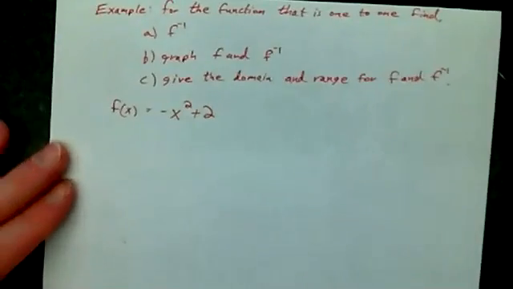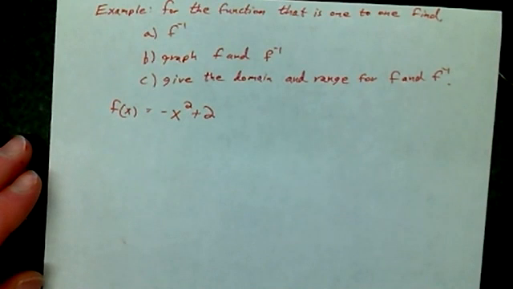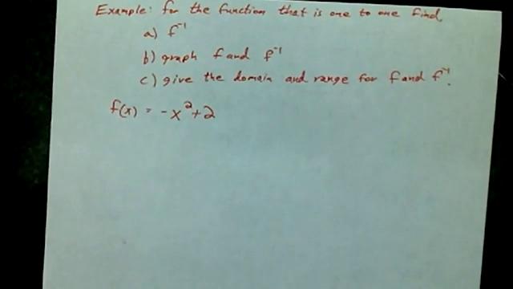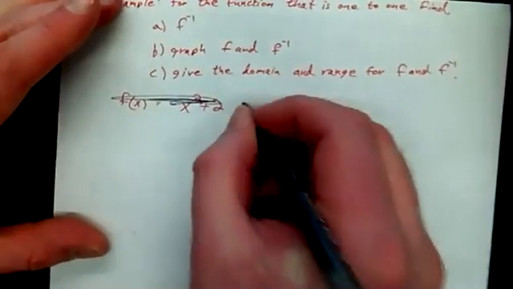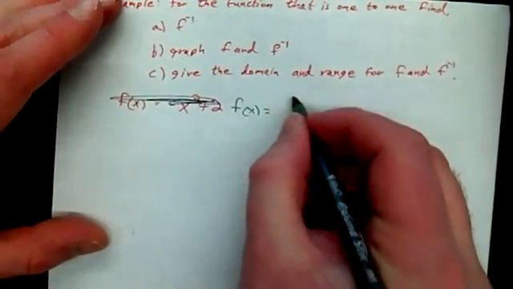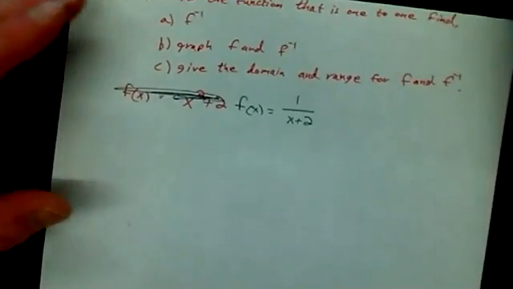So let's turn the page. Let's look at another one. For the function that is one-to-one, find the following. And what I just realized is that function right there is not one-to-one. So if you allow me to switch that real quick, let me find one that'll work for us. Yeah, let's do this one. Let's do f of x equals 1 over (x plus 2).